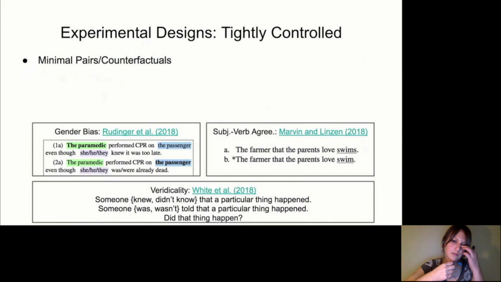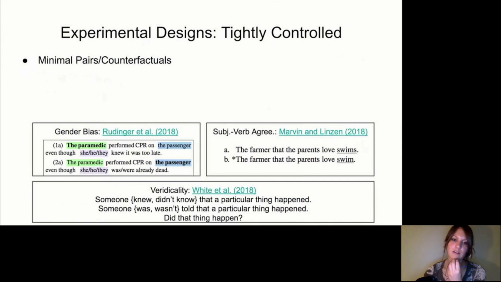And just another example, the White et al. work from 2018, looking at things like veridicality. So in these cases, they're not only minimal paired, but what I like to phrase as semantically bleached. So you can get sentences like someone knew that a particular thing happened, and you ask whether that thing happened. And here you have kind of minimal confounds.